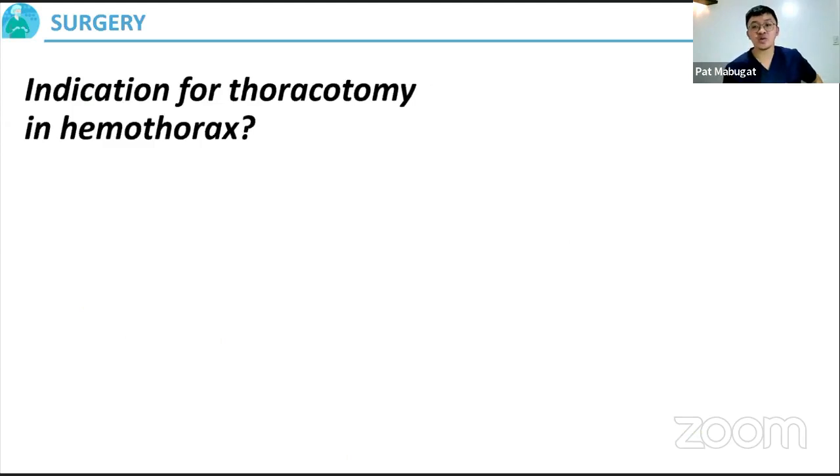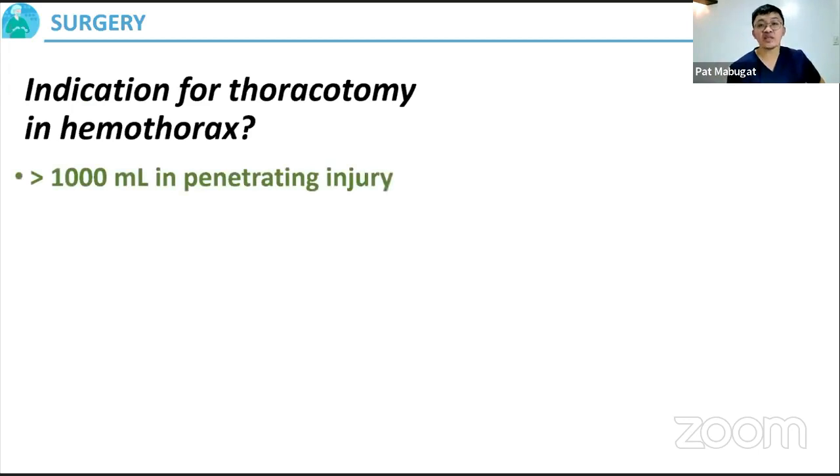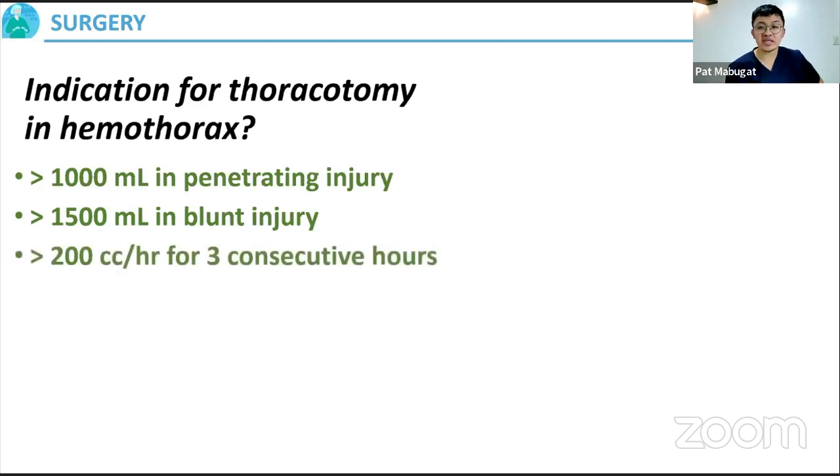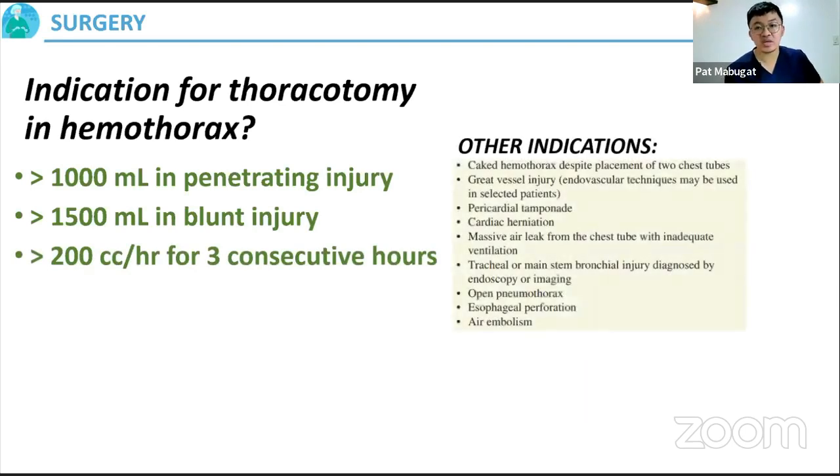Next, for hemothorax, what's the indication for thoracotomy? In penetrating stabbing injuries, only 1 liter is needed. If it exceeds 1 liter on the initial drain, bring the patient to the OR. For blunt injuries, hammer, motor vehicle accident, you need to have more than 1.5 liters to qualify, bring the patient to the OR for a formal thoracotomy, right? The third criterion is 200 cc per hour for 3 consecutive hours for a formal thoracotomy. Other indications are as follows: kick, hemothorax, tamponade, herniation, air leak, etc.